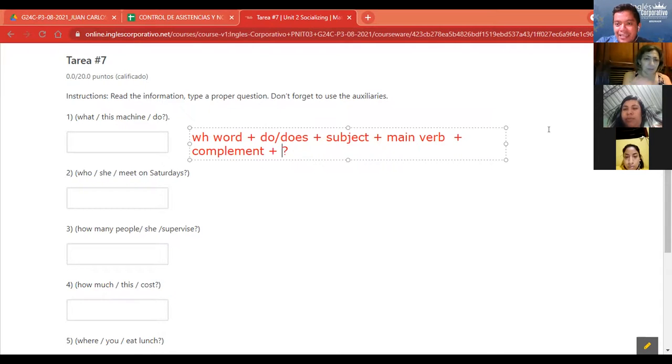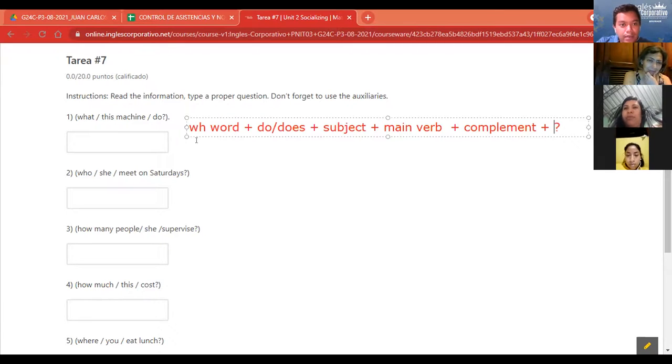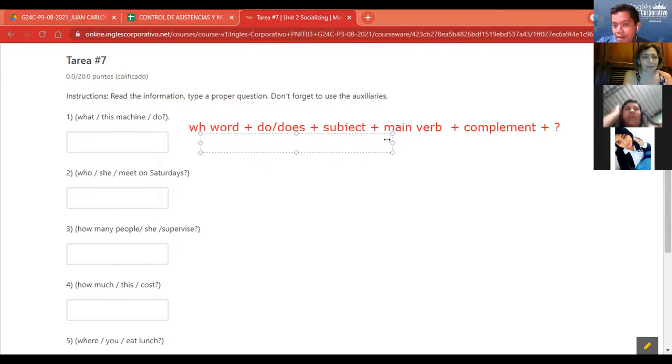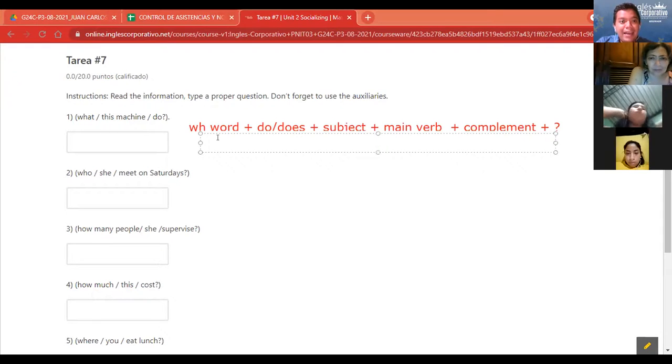Ahora bien, tratemos de hacer la número 1 para que vean todos los que han tenido un tanto de dificultad en esa. Vaya, siguiendo la secuencia, la WH word. ¿Cuál es la WH word que aparece en la pregunta? What. Ok, what. Vamos a comenzar con esa. What y luego el do o does.